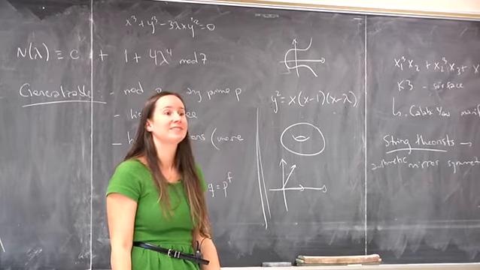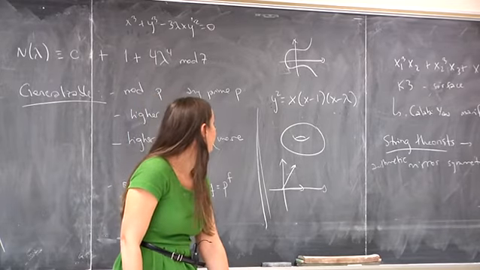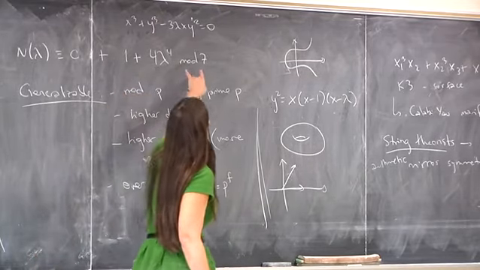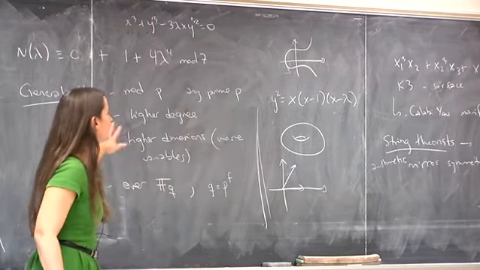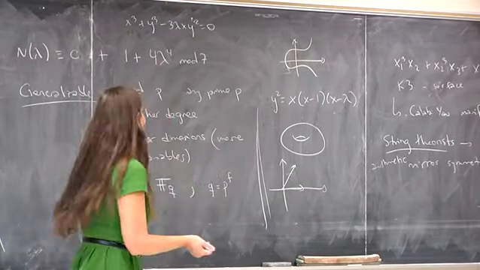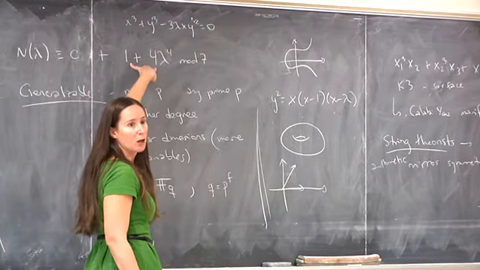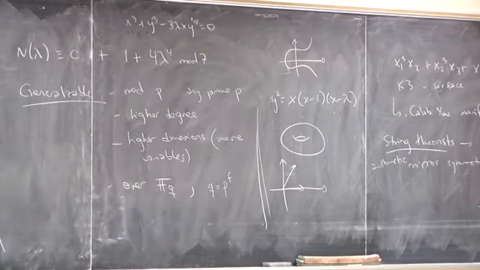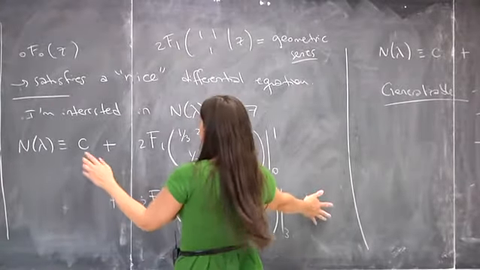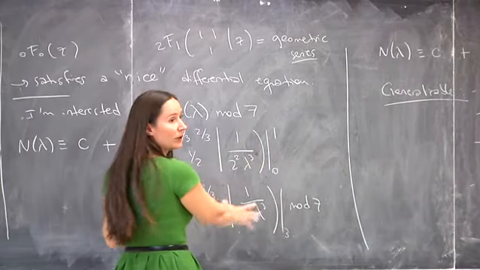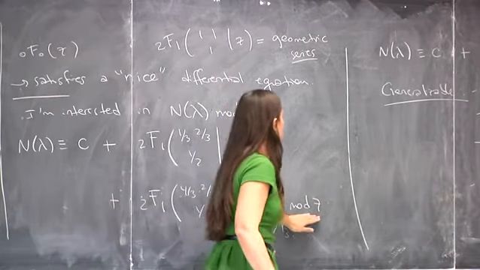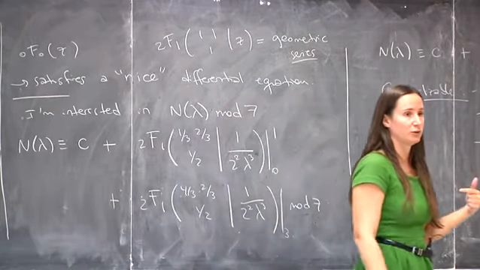Other questions? Yes? Where does the mod 7 come from? Does that have any meaning or is it random? Oh, mod 7? I just did it for 7 because I wanted to have a specific prime so that I could show you something specific. In general, it's going to look more like this, and this is going to be mod q. This part is always the same for this variety. But mod 7 is just because I wanted to do 7.